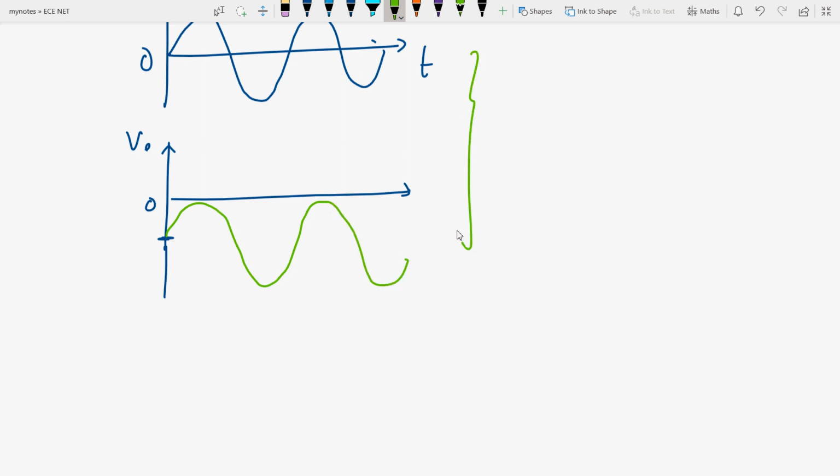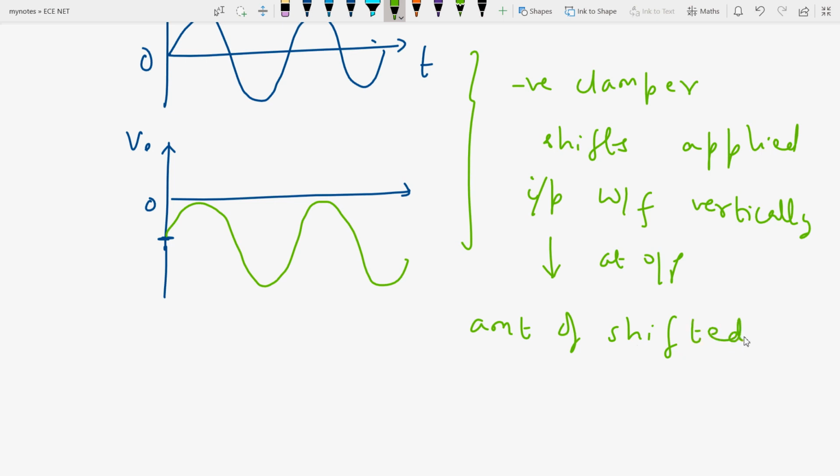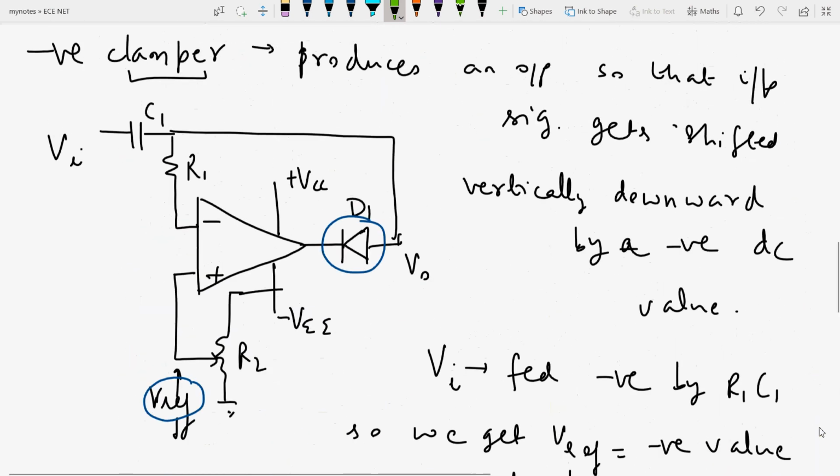So from the output we see that this negative clamper shifts the applied input waveform, the sinusoidal input signal, vertically downward at the output. Always remember, the amount by which the sinusoidal input signal is shifted vertically downward depends only on the DC reference value. Okay, so this is the circuit diagram of the negative clamper.